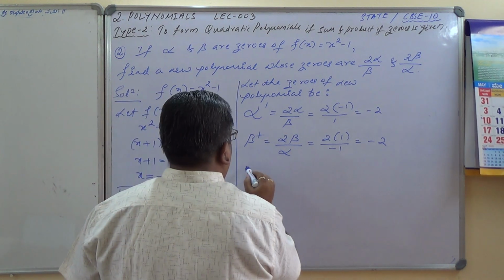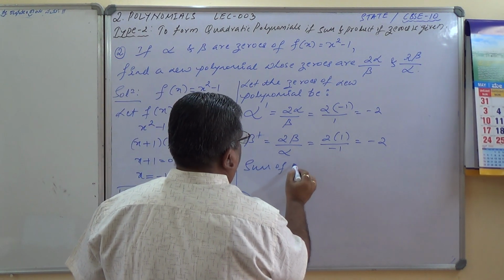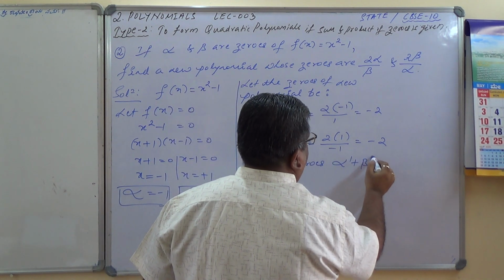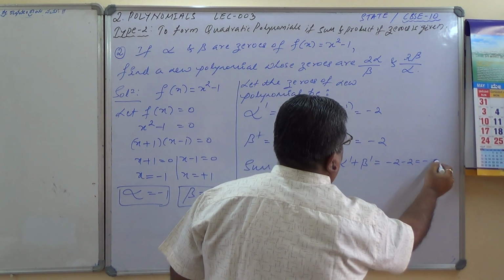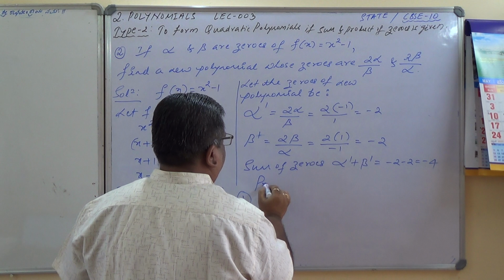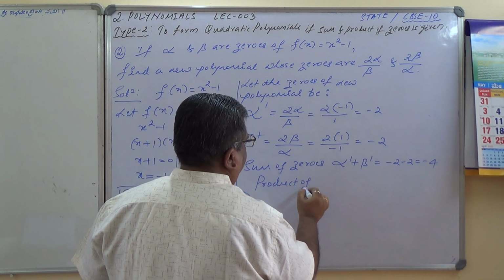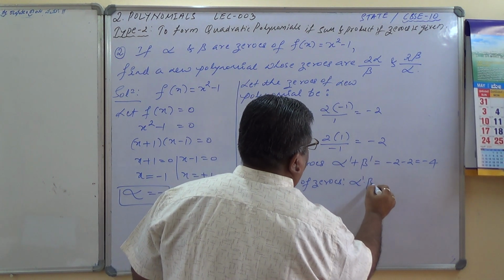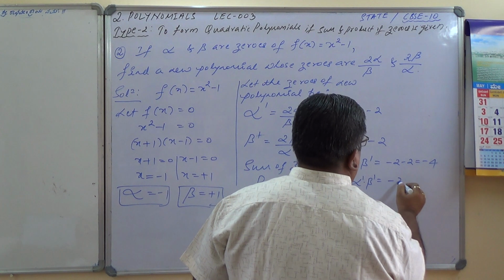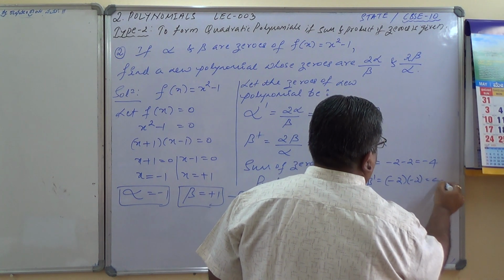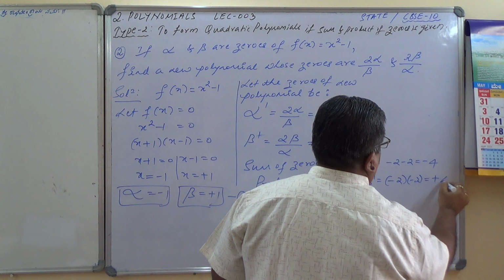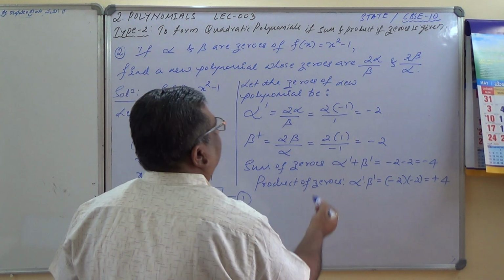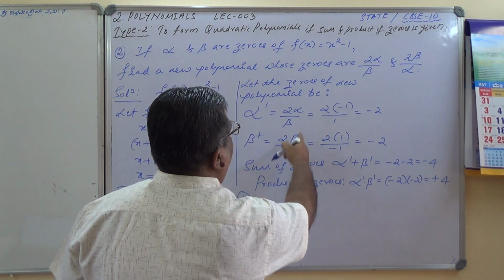Understood? Therefore, the sum of zeros alpha dash plus beta dash equals minus 2 minus 2, which is minus 4, and the product of zeros alpha dash into beta dash equals minus 2 into minus 2, which is plus 4. Plus 4. Is it right? And 2 beta by alpha, 2 alpha by beta, correct.